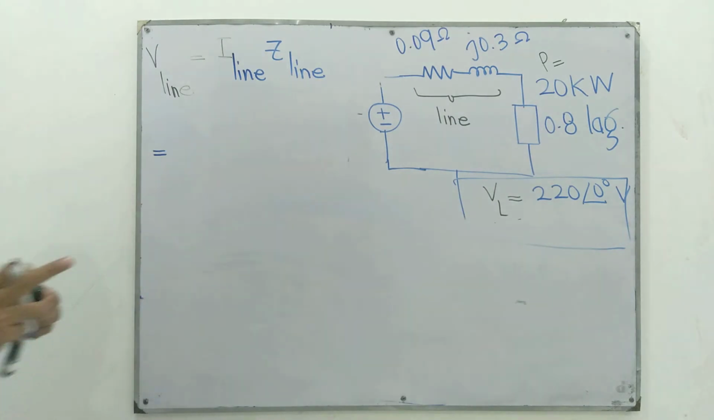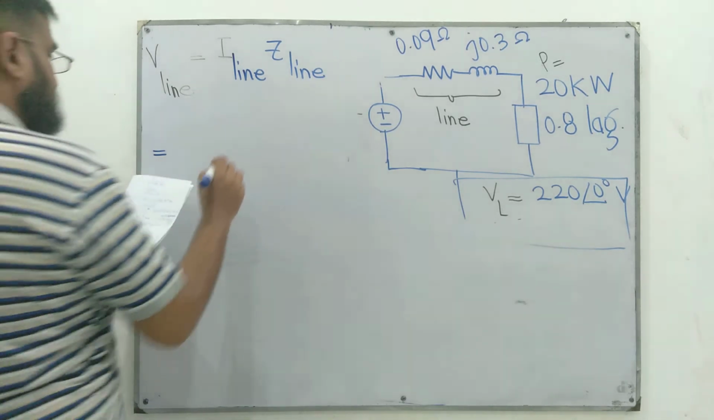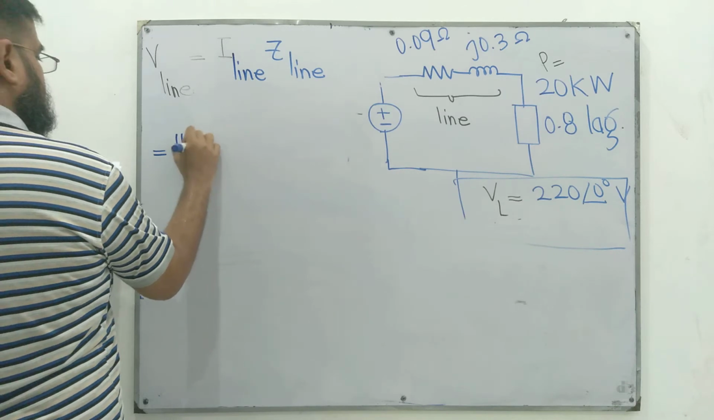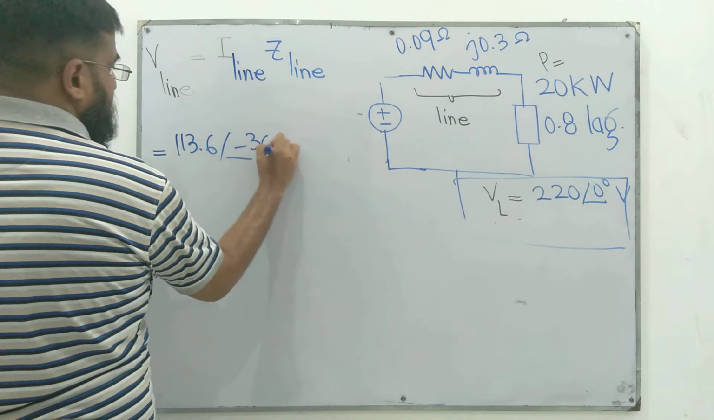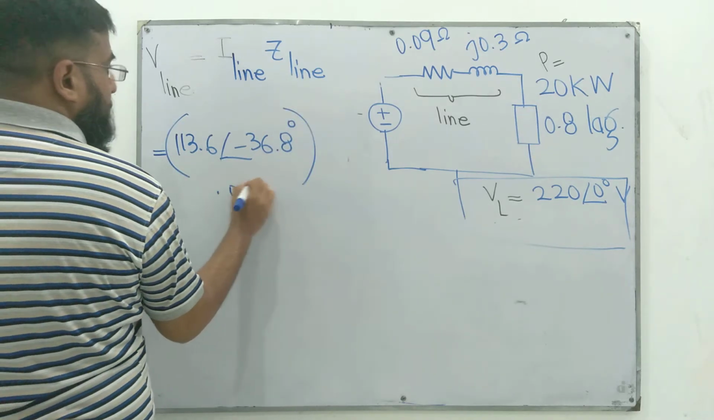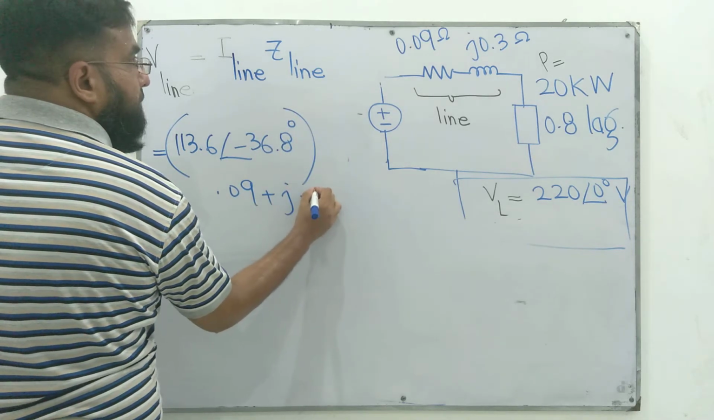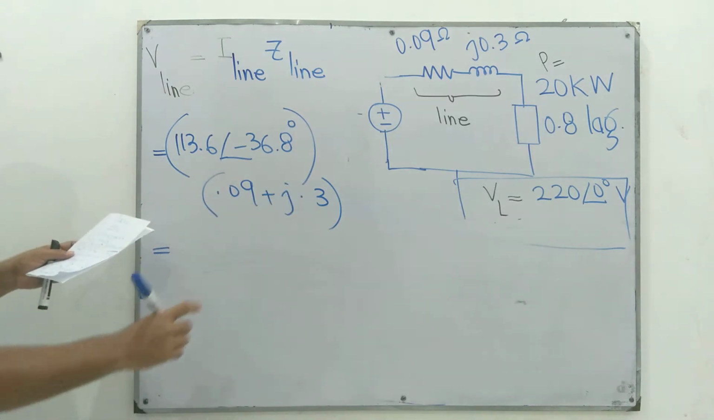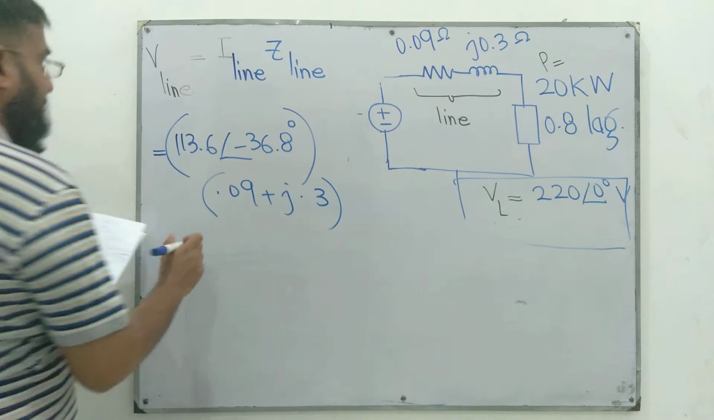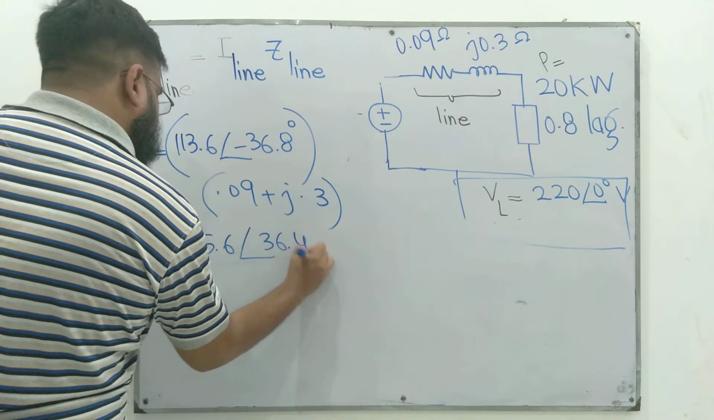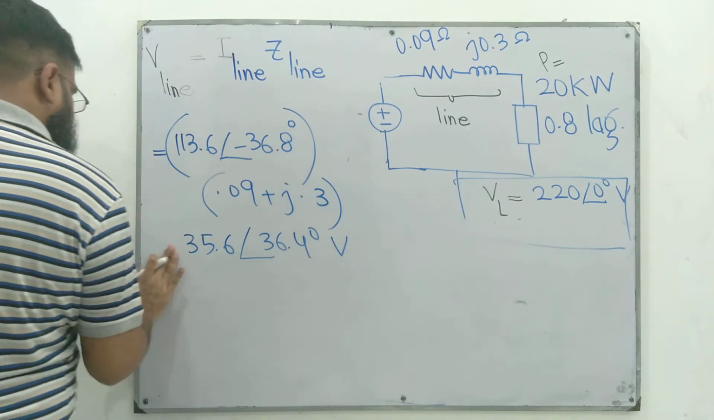I line was computed by us, and is the same as IL, 113.6 at an angle of minus 36.8 degrees. We will multiply it with Z line, 0.09 plus j0.3. You have to convert this number into polar form, and then we will multiply. So we get the answer: V line is 35.6 at an angle of 36.4 degrees volts. So this gives us V line.